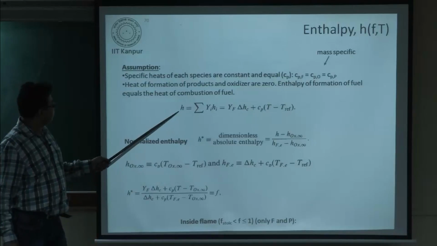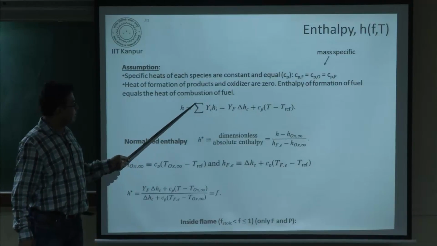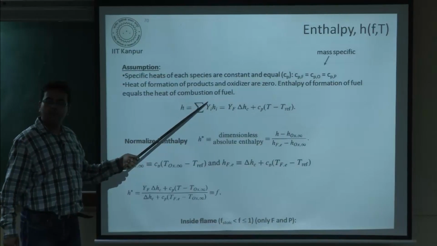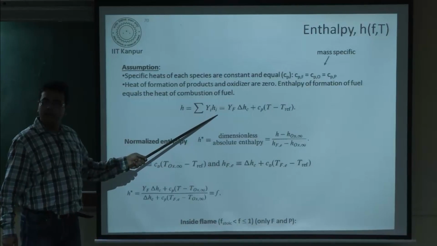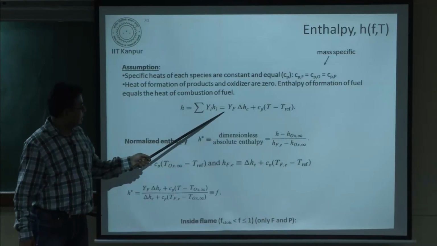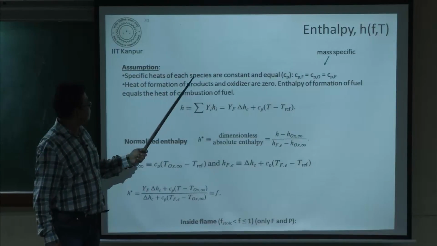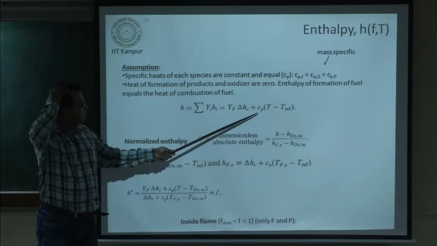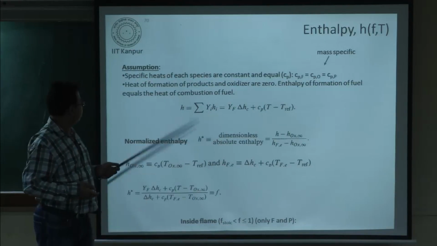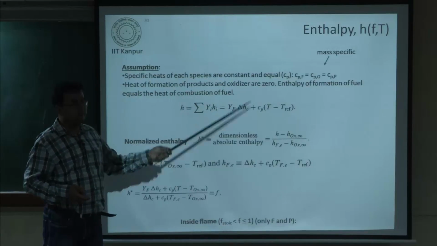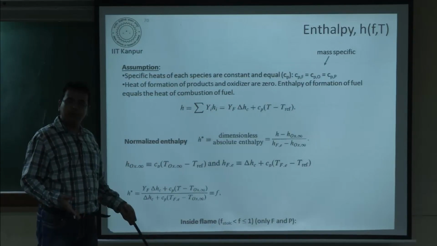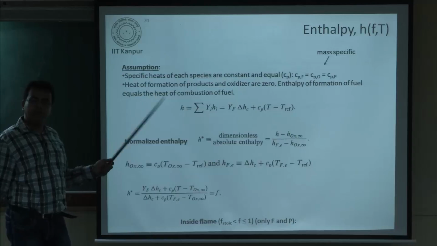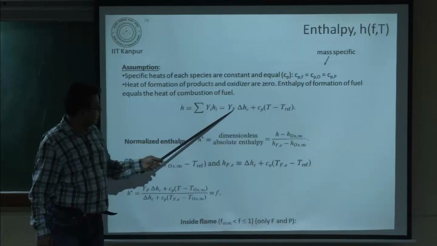First we start with the standardized enthalpy. We know that enthalpy is the summation of Yi times hi, where Yi is the individual mass fraction of the species multiplied by the species enthalpy. We are assuming that the specific heats of each species are constant and equal, because we want to simplify our life. Also the heat of formation of products and oxidizer is assumed to be 0. Then the enthalpy of formation of fuel should be equal to the heat of combustion of the fuel. So we can write this expression.